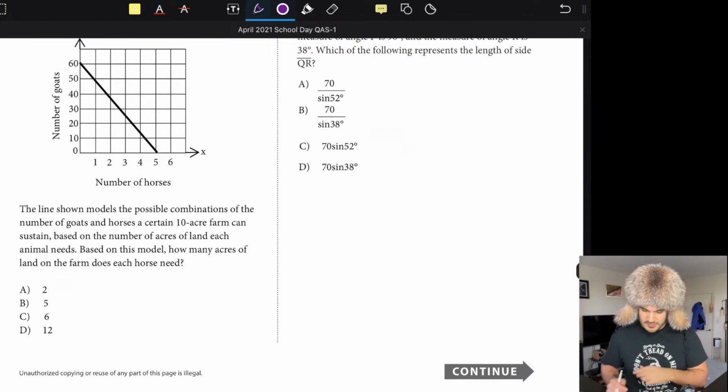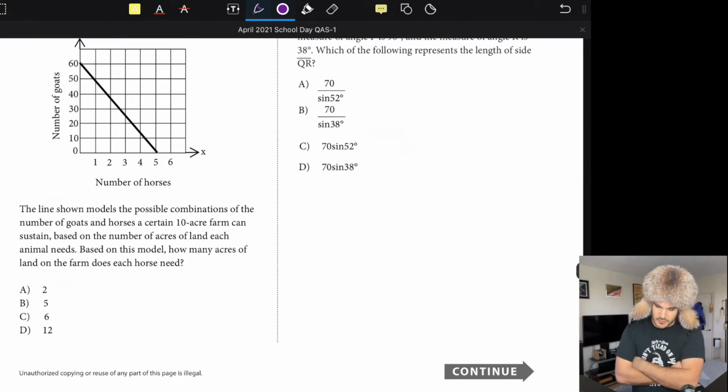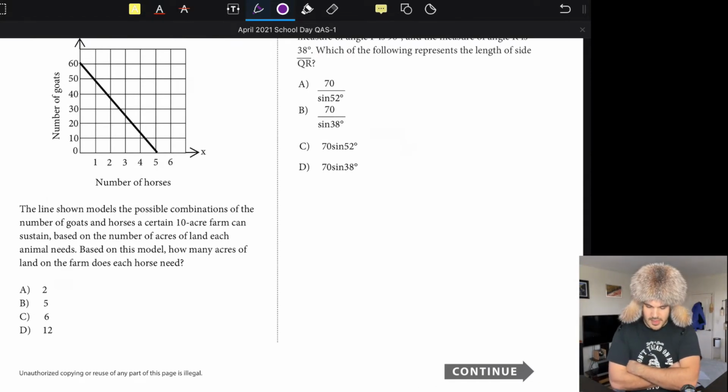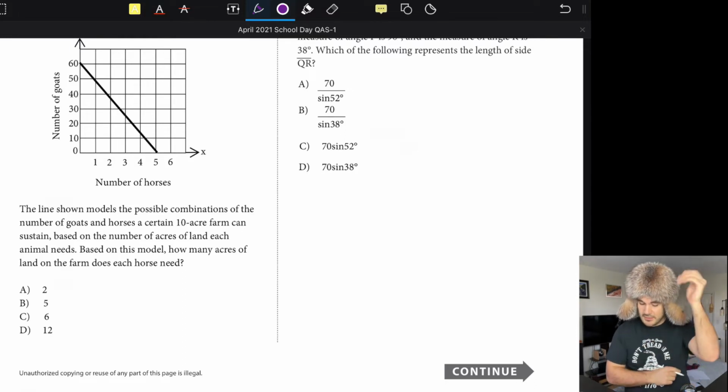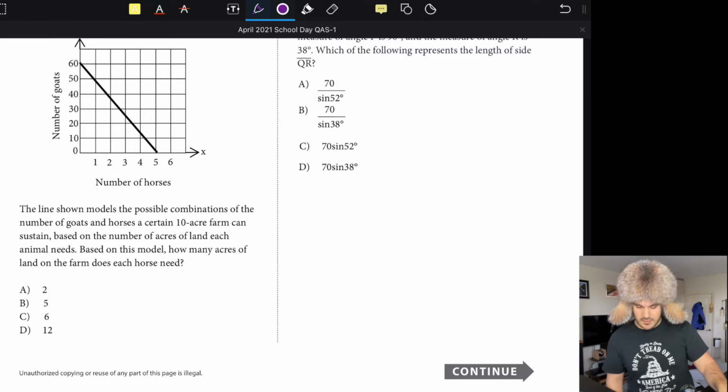Number six. Number six is an interesting one. We've got a graph. The line shown models the possible combinations of the number of goats and horses a certain 10-acre farm can sustain based on the number of acres of land each animal needs. Based on this model, how many acres of land on the farm does each horse need?